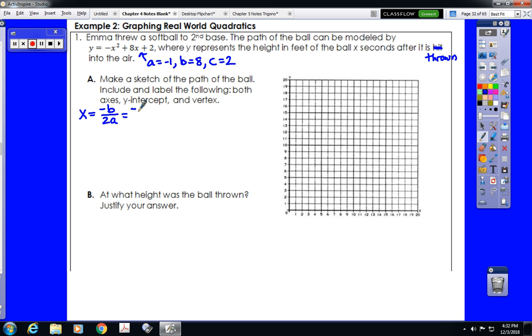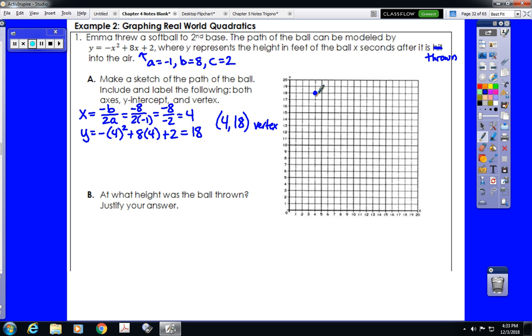So we would go negative 8 over 2 times negative 1, which would be negative 8 over negative 2, or positive 4. Then we would plug that value in to figure out the y value that's associated with it. So negative 4 squared plus 8 times 4 plus 2, which would be negative 16 plus 32 is 16 plus 2 is 18. So the point 4, 18 is the vertex. So 4, 18 is the first point that we graph.